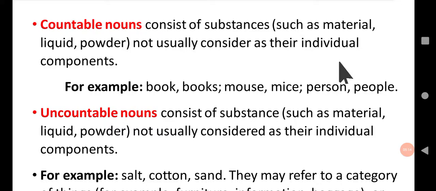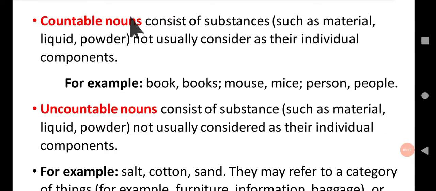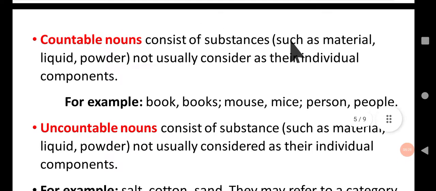The definition of countable and uncountable is shown as the same here. That is a clerical mistake. This is the definition for uncountable noun. The definition for countable noun is that countable nouns are simply materials or things which can be counted, and which also have plural forms, just like book, books, mouse, mice, person, people. This is the definition for countable nouns.